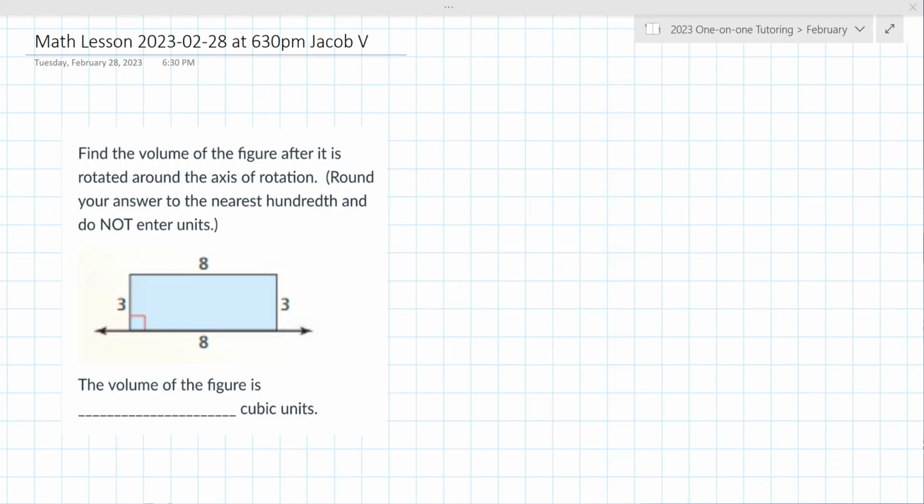It says find the volume of the figure after it's rotated around the axis. So there's a revolution here like this. Do you know what it becomes when it's rotated? Can you give me the name? Rectangular prism? It's a cylinder. A cylinder? Yeah. You act surprised. I can certainly understand that.